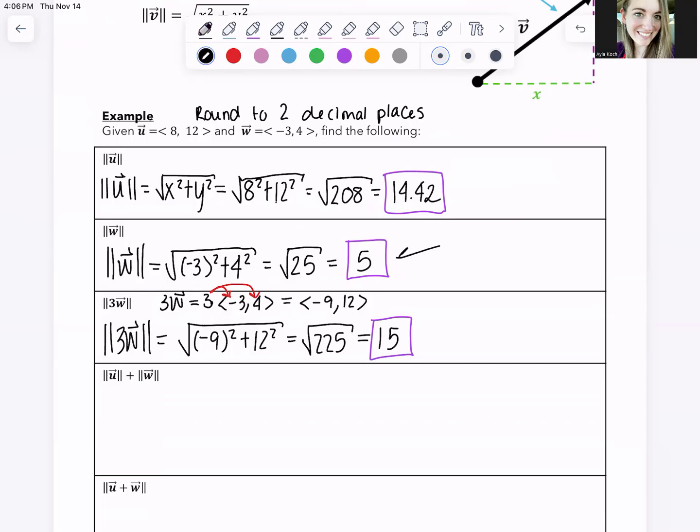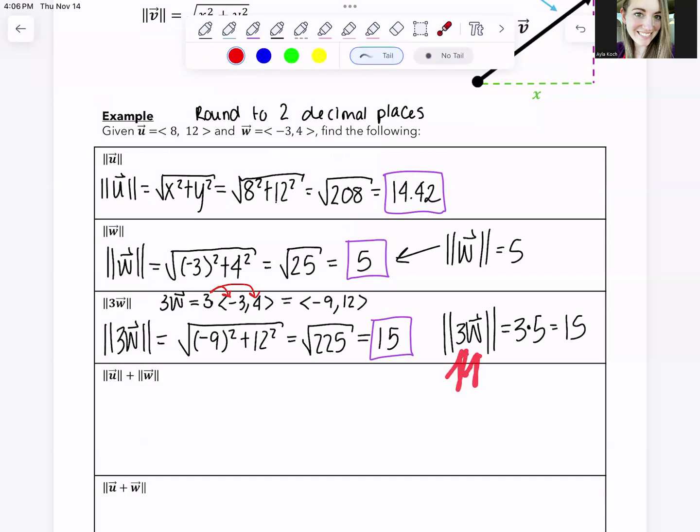I want you to notice something here, something fun, something exciting. The magnitude of regular w was 5, and the magnitude of 3w was 3 times 5, 15, right? It was 3 times the magnitude of w. It's exactly what you hope would happen. 3w has 3 times the magnitude of w.